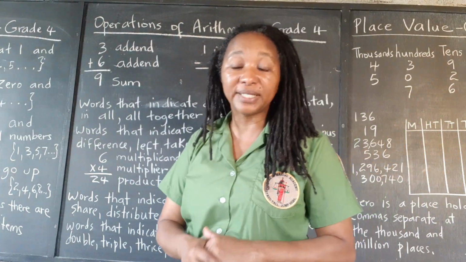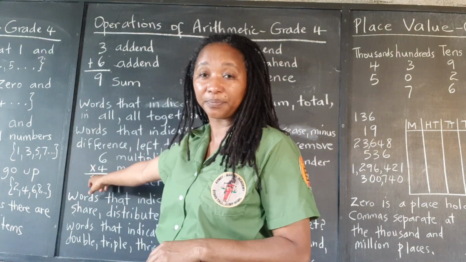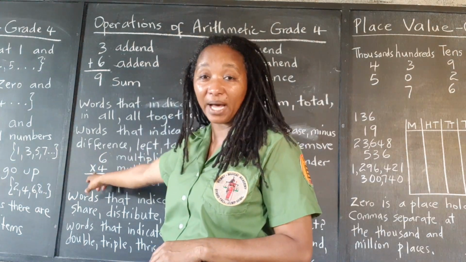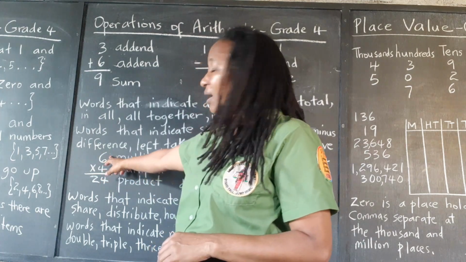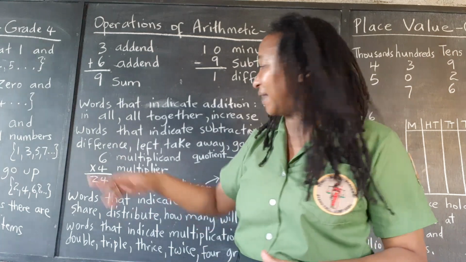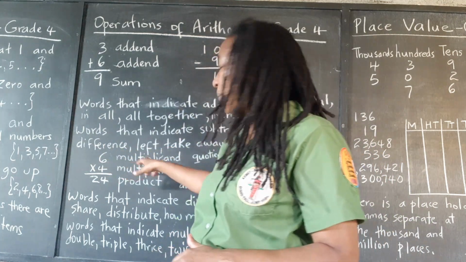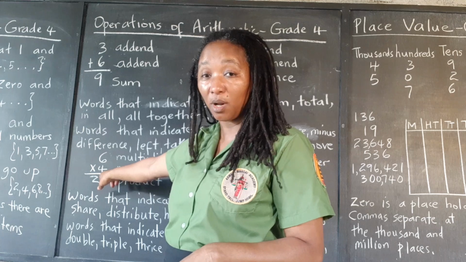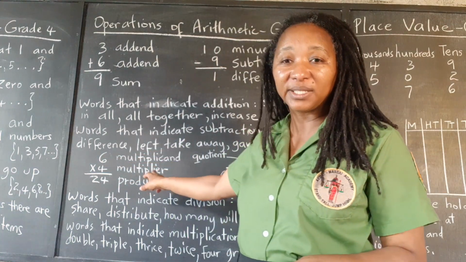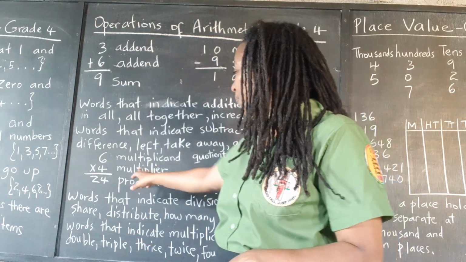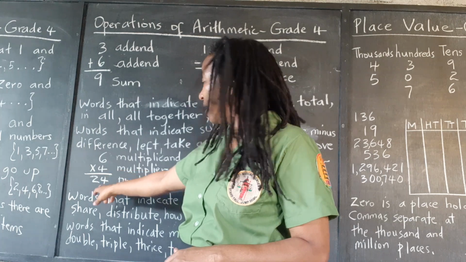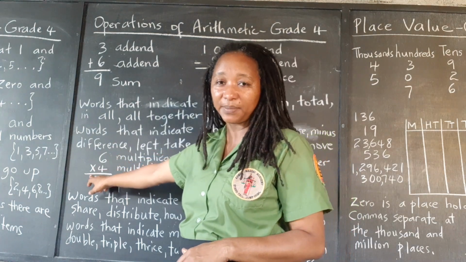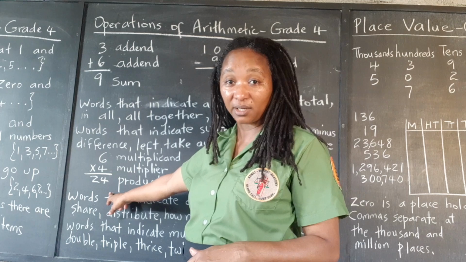Now, when we are multiplying, this is the symbol that we use, and we would say 6 times 4, or 6 multiplied by 4. The number that is being multiplied, or in other words, the number at the top, is called the multiplicand. The number that we're using to multiply the multiplicand is called the multiplier. The result that we get when we do that operation of multiplying is called the product. So multiplicand times multiplier give the product.